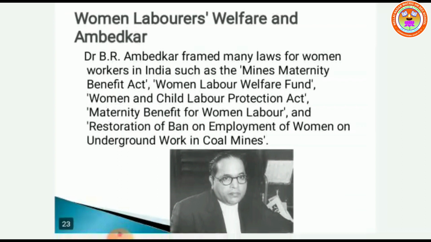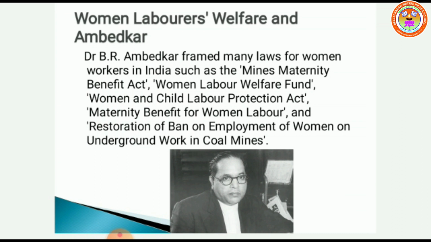Women laborers' welfare and Ambedkar. So what important welfare measures were brought by Dr. B.R. Ambedkar, we are going to see. Ambedkar framed many laws for women workers in India, such as the Mines Maternity Benefit. Now many women are getting maternity benefits. Those maternity benefits were initially framed and brought into effect by Dr. B.R. Ambedkar. The Women Labour Welfare Fund was started by Dr. B.R. Ambedkar. The Women and Child Labour Protection Act was brought by Ambedkar.